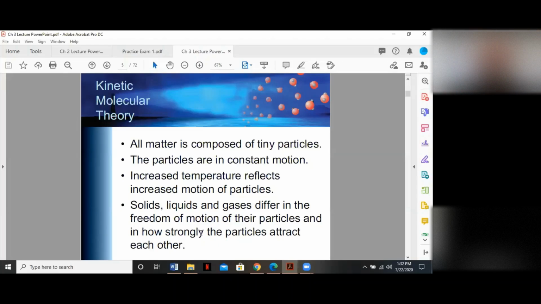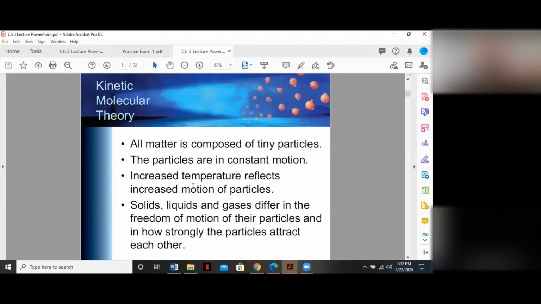Let's agree one more time that all matter, regardless what state we have, is composed of tiny particles, and these tiny particles are always moving. And this motion will be increased if the temperature is increased. This is something common between the three states. All right, the difference between solids, liquids, and gases.